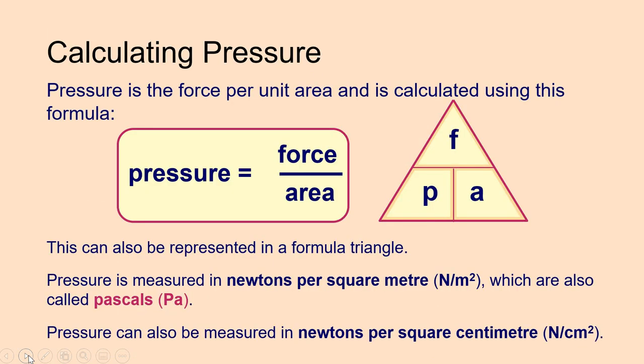We can calculate pressure. Pressure is the force per unit area and is calculated using this formula. Pressure equals force divided by area. This can also be represented in a formula triangle. Pressure is measured in newtons per square metre, which are also called pascals. Pressure can also be measured in newtons per square centimetre.